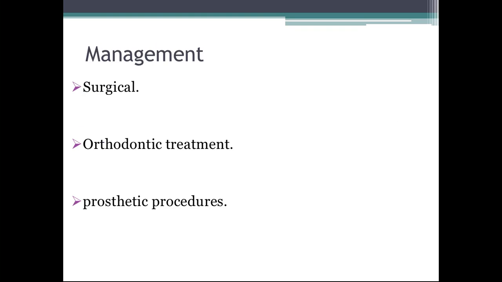Management: surgical management commonly used in unilateral deformities is directed towards contributing bulk and increasing the length by means of bone, cartilage and soft tissue grafts. Most commonly the graft is a costochondral rib graft. Orthodontic treatment is used to treat malocclusions, or prosthetic procedures.